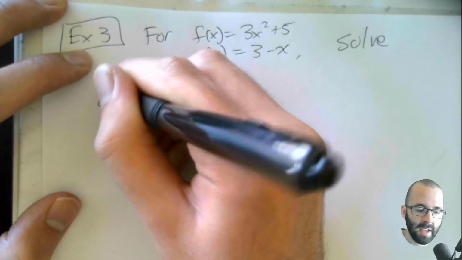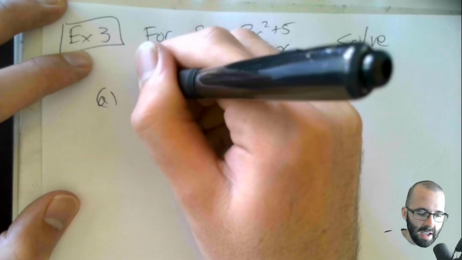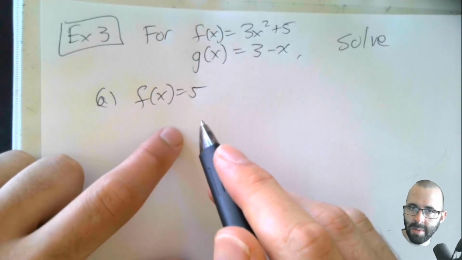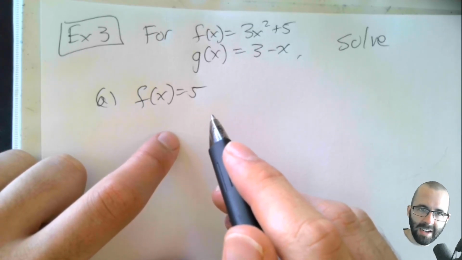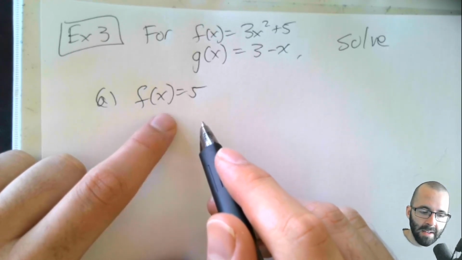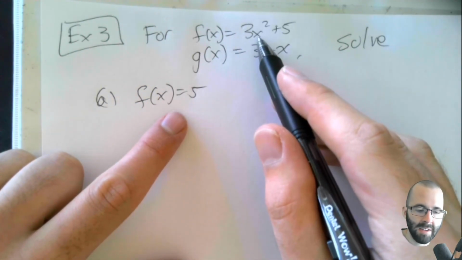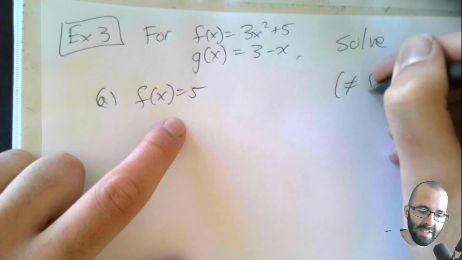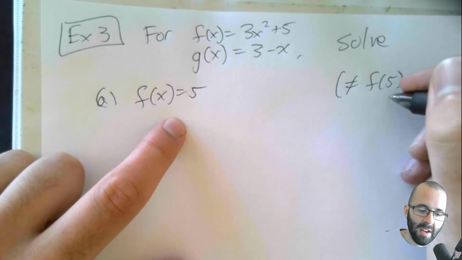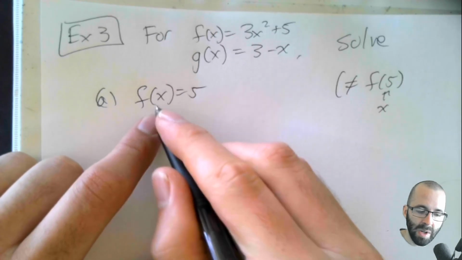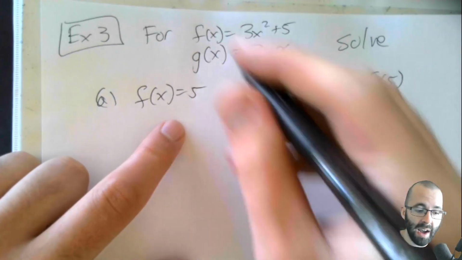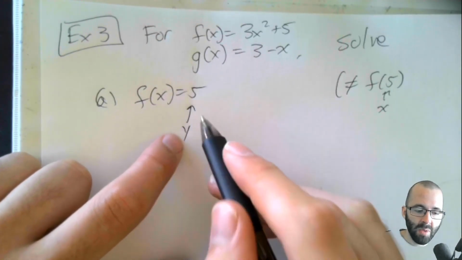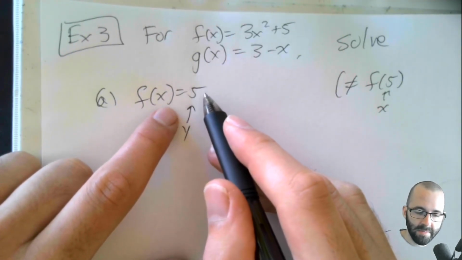Solve. Part A. f of x equals 5. Now this looks a little similar, but a little different. It's going to be kind of the same. We're not plugging in 5 for x here, right? x is not 5. This is not the same as what is f of 5. That's the x. We don't know the x this time. I'm giving you the y. Okay? When is the y value equal to 5?